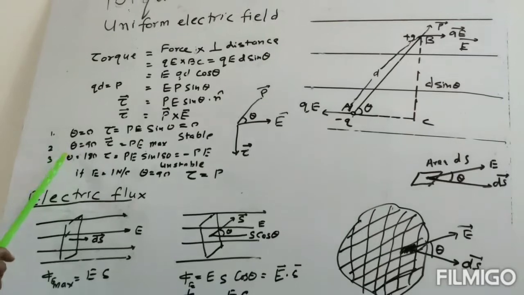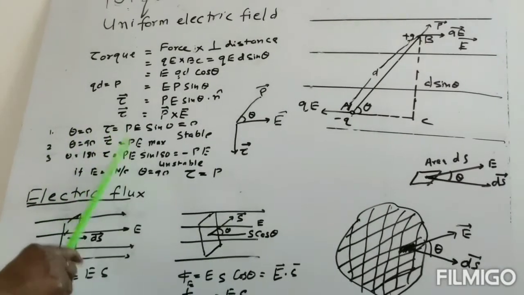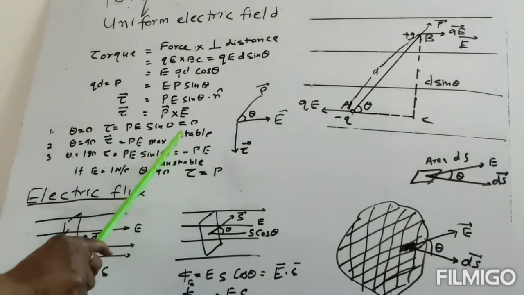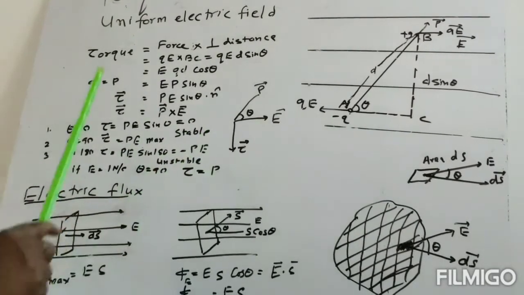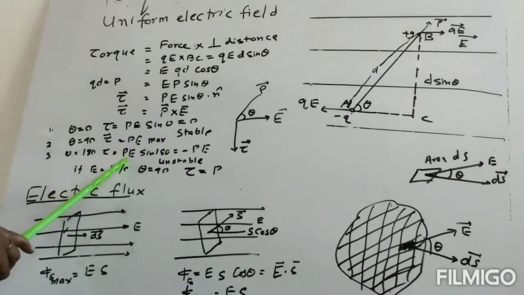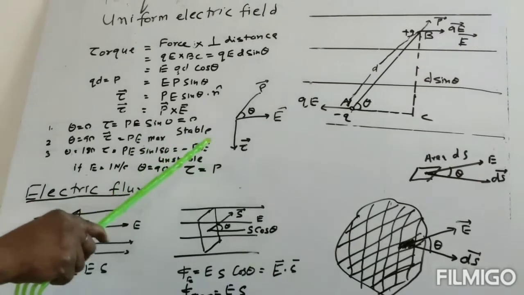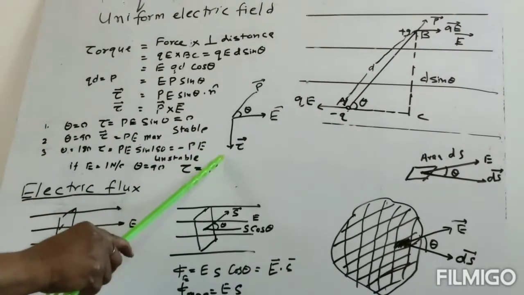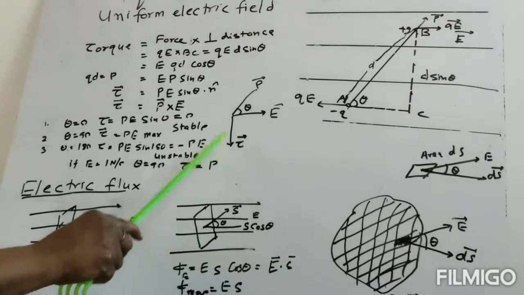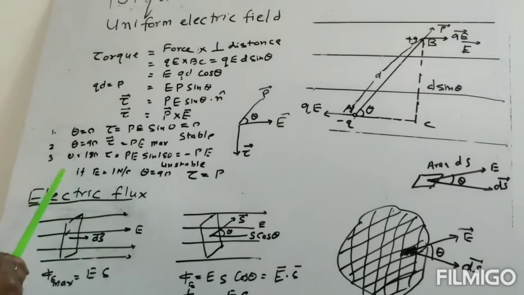Third point, when theta is equal to 180, torque will be equal to PE sin 180, which will be equal to minus P into E. So the dipole will be in the unstable condition, and it will try to rotate so that its theta will become 0.